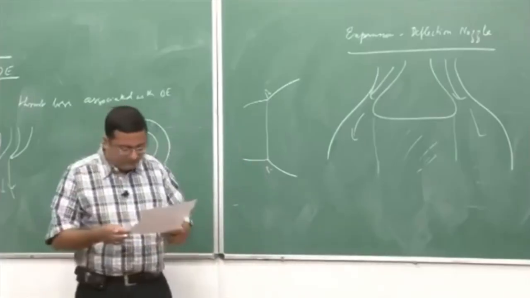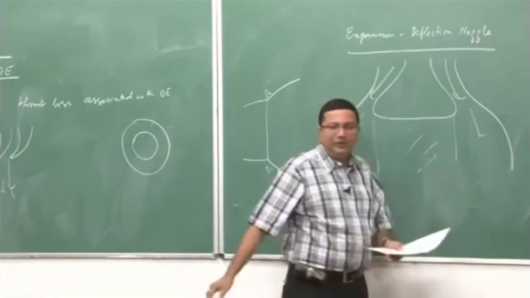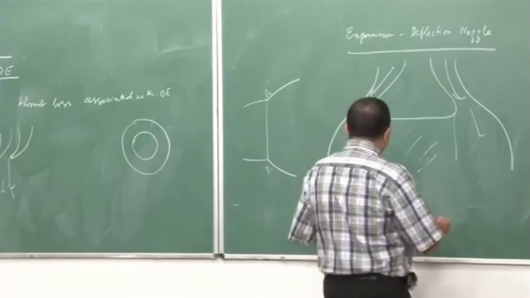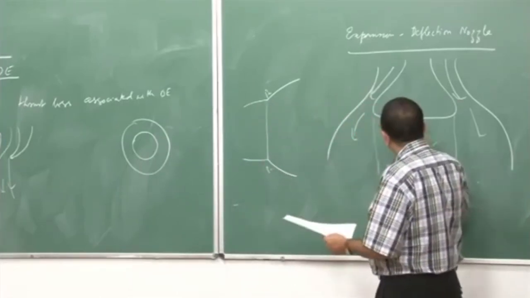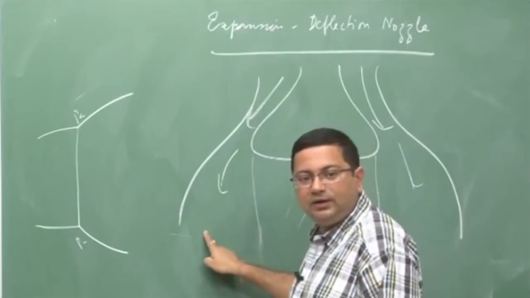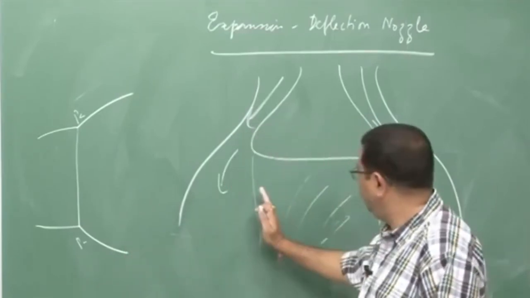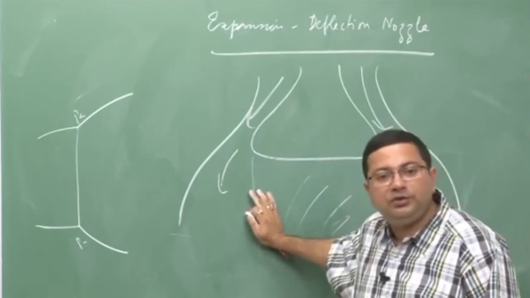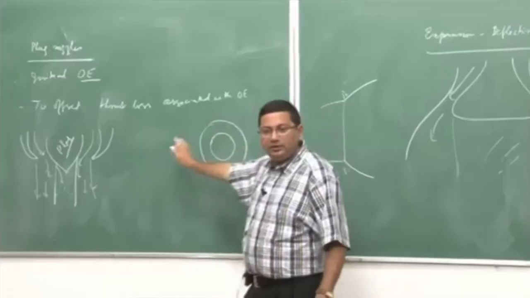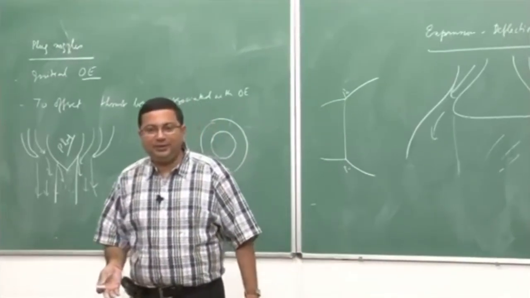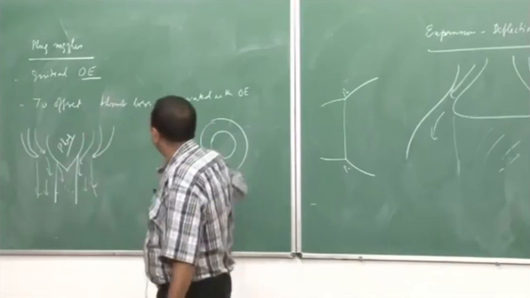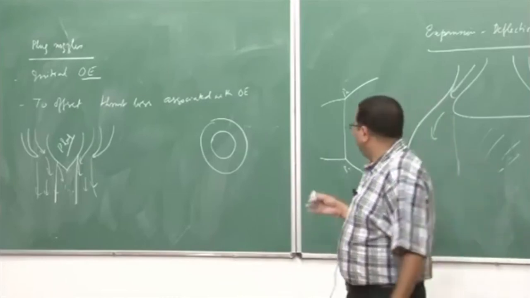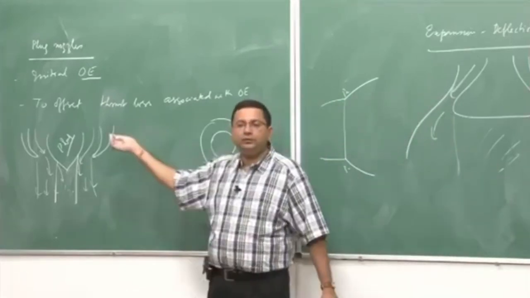So, this is called expansion deflection. The flow here also expands along a corner, and because of this expansion, it can expand to the actual atmospheric pressure, right. So, it expands to the actual atmospheric pressure. Therefore, the over expansion is eliminated. So, if you eliminate the over expansion, the shock induced losses, once again I have to reiterate, will be reduced, and because of that the performance will be better.